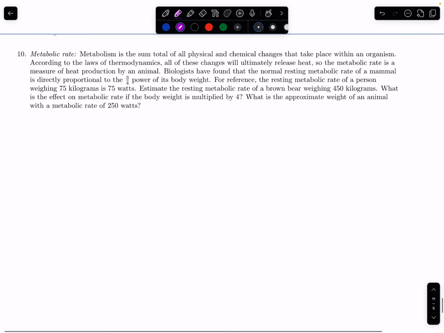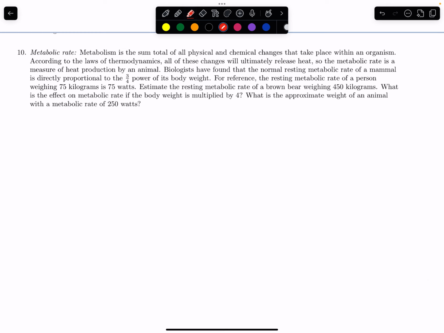Okay, anyways, number 10. Metabolic rate. Metabolism is the sum total of all physical and chemical changes that take place within an organism. Okay, good to know. Or according to the laws of thermodynamics, all of these changes will ultimately release heat, so the metabolic rate is a measure of heat production by an animal. Okay, also good to know. Now, not super necessary for us in terms of actually solving the question mathematically, but it's good to know.